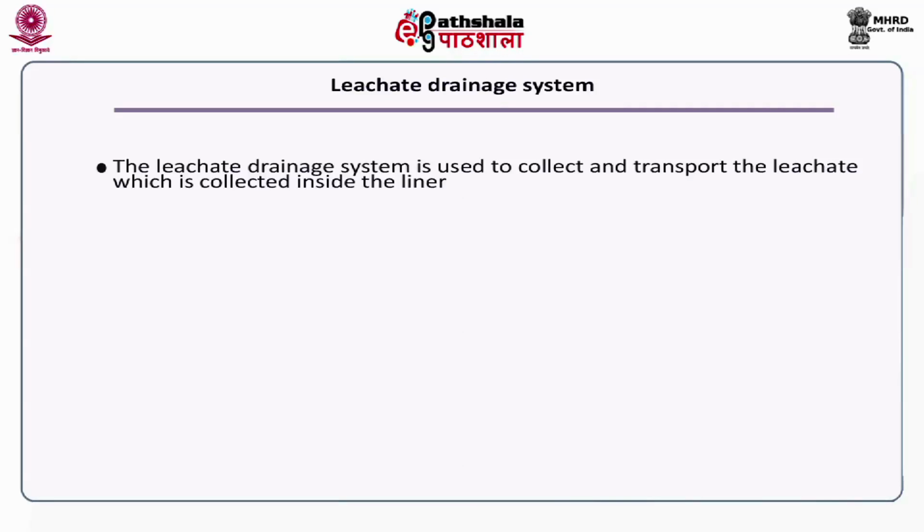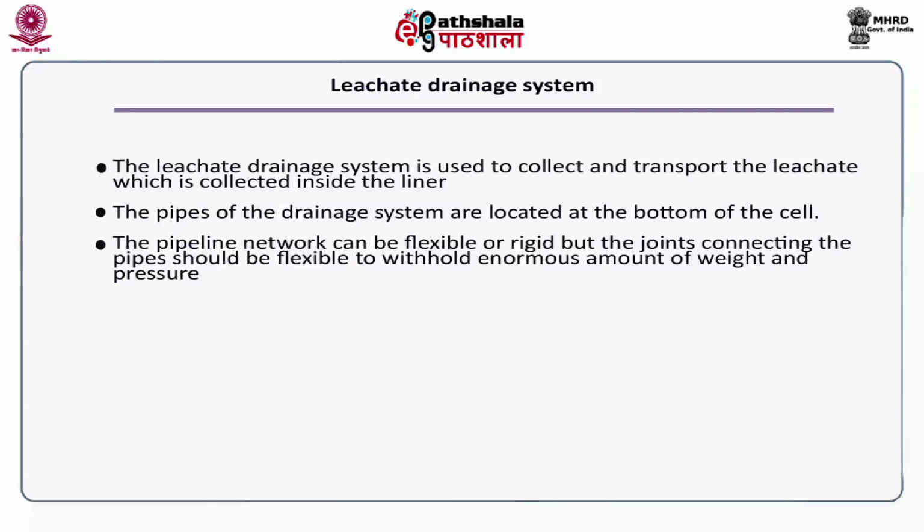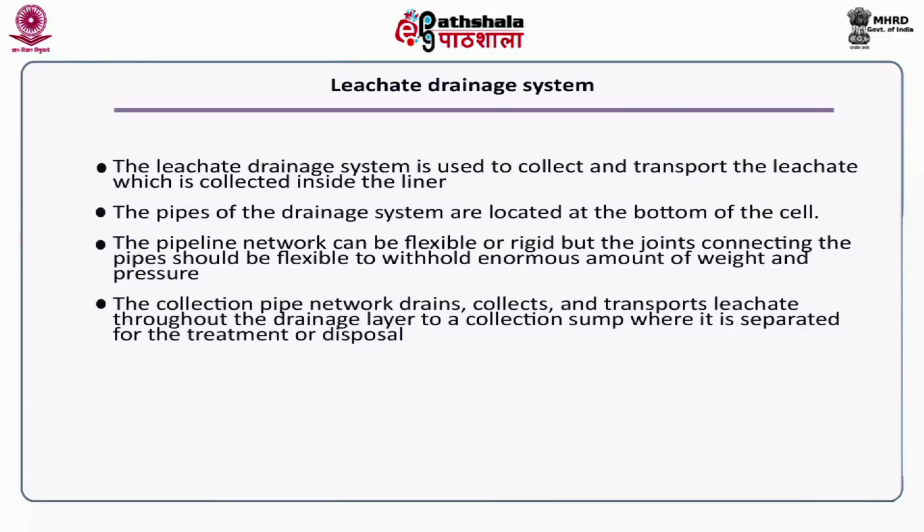The leachate drainage system is used to collect and transport the leachate which is collected within the liner system. The pipes of the drainage system are located at the bottom of the cell. The pipeline networks can be flexible or rigid, but the joints connecting them should be flexible to withstand the enormous weight and pressure of the waste material loaded on top of the leachate drainage system. The collection pipe network collects and transports the leachate throughout the drainage layer to the collection sump, where it is separated and taken up for treatment or disposal.